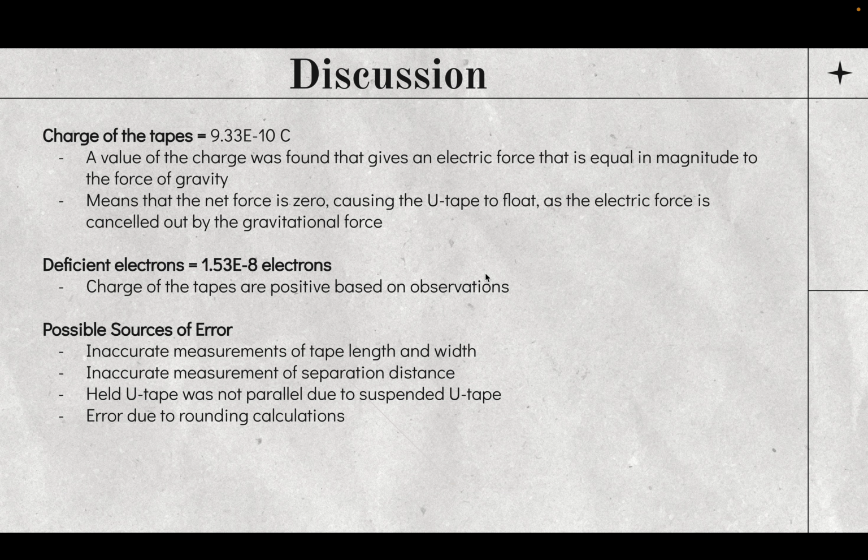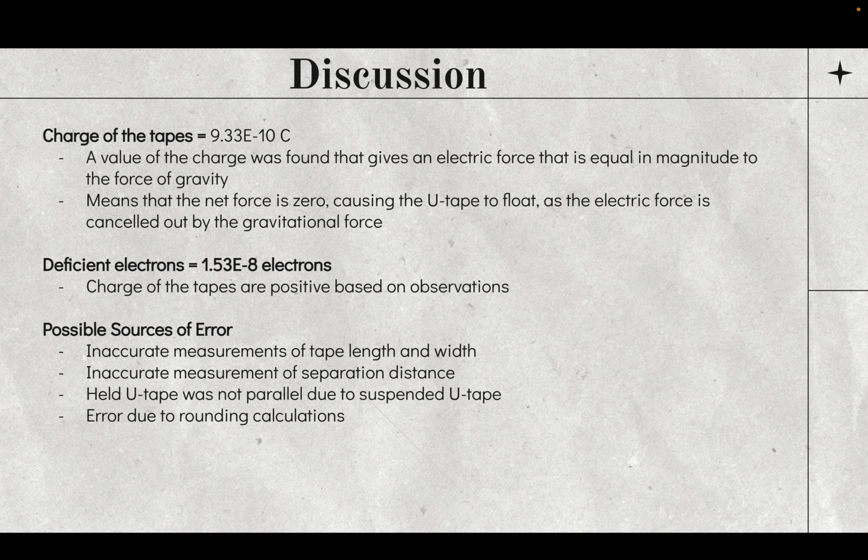Now, a bit of a discussion for after the lab for Lab 2. You can see that the value of the charge was found that gives the electric force that is equal in magnitude to the force of gravity. This means that the net force in the entire system is 0, causing the U-tape to float as the electric force is cancelled out by the gravitational force. And this concept is justified by Newton's third law, which is the law of reciprocity, which states that every action has an equal and opposite reaction, so that a force on an object will have an equal and opposite force on that same object.